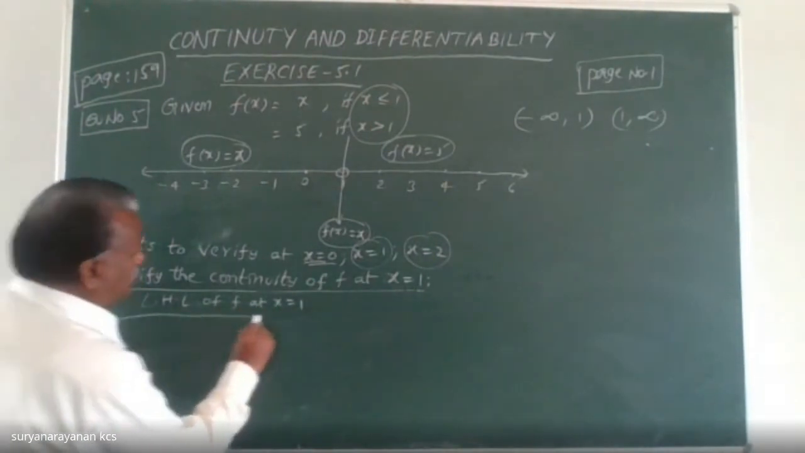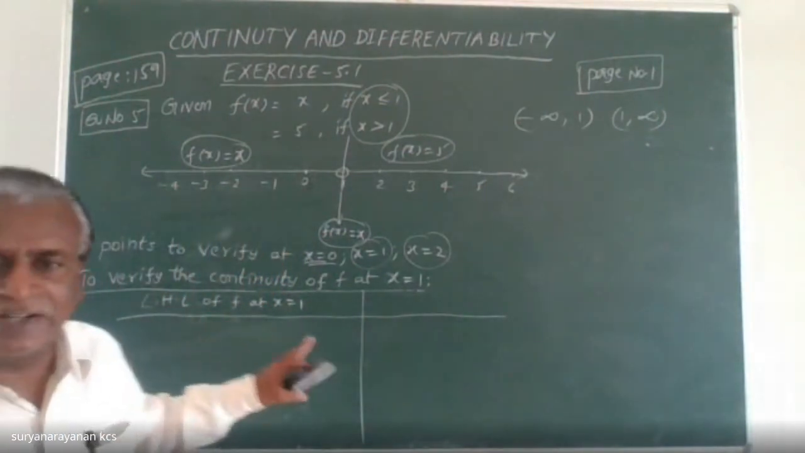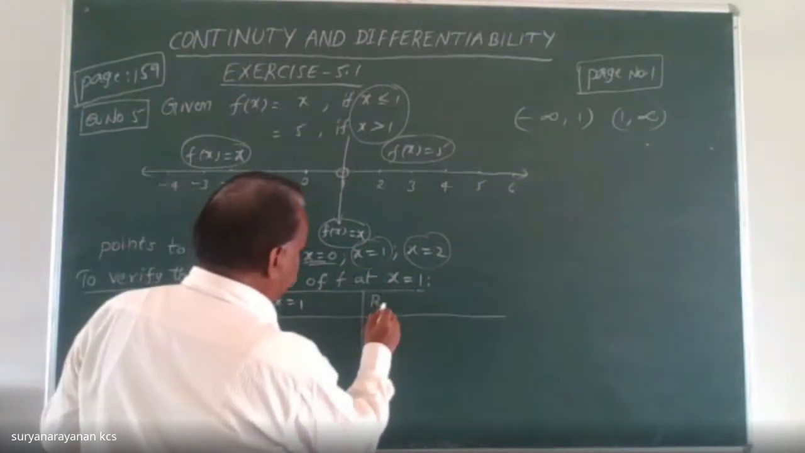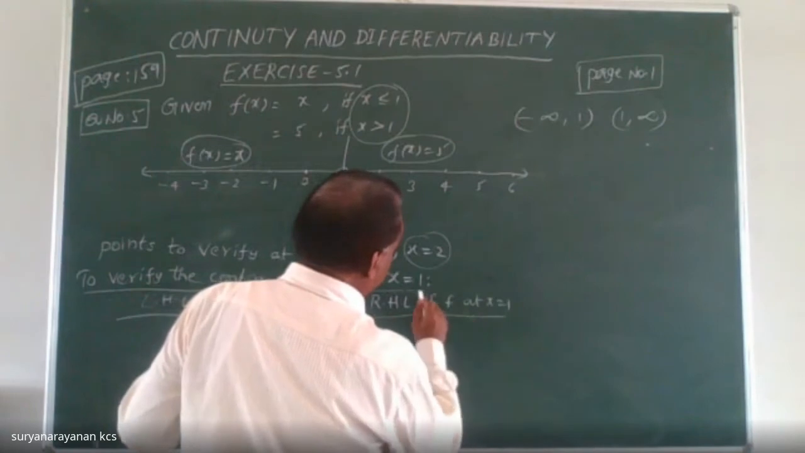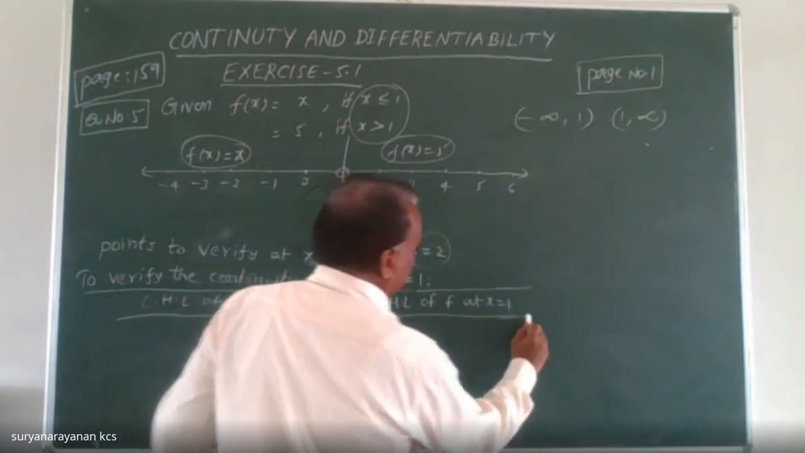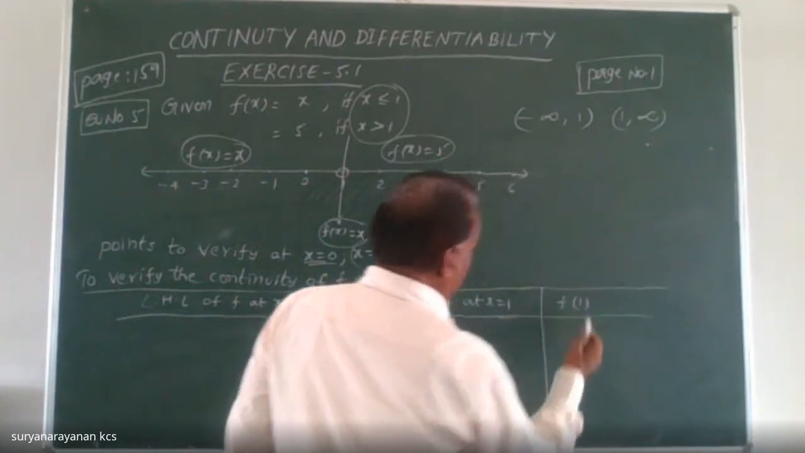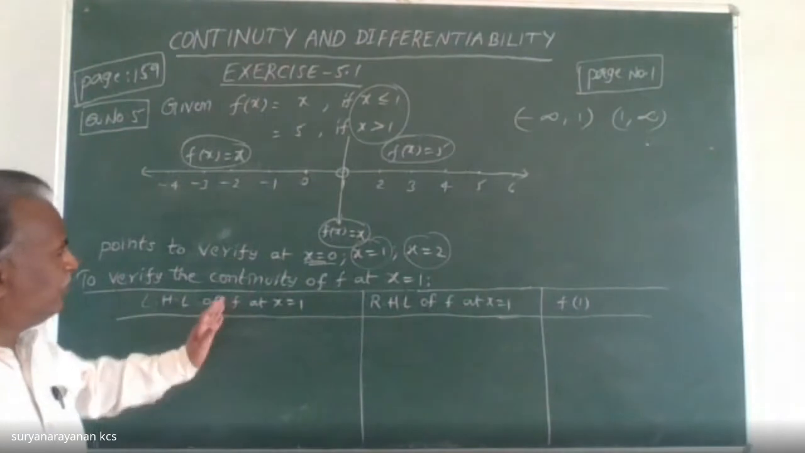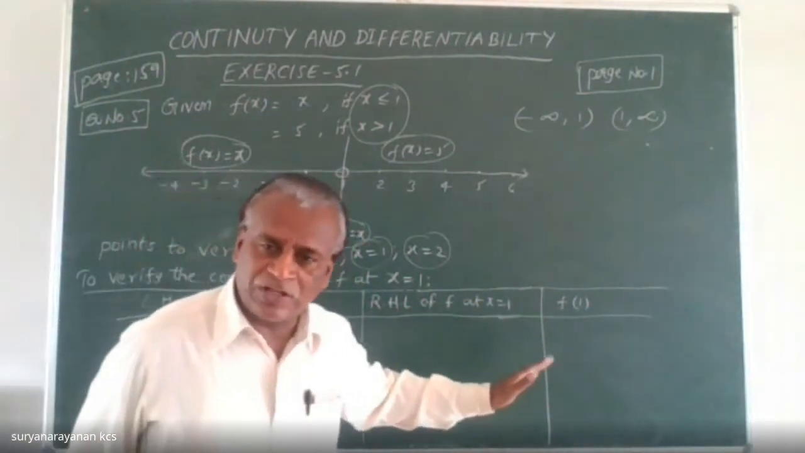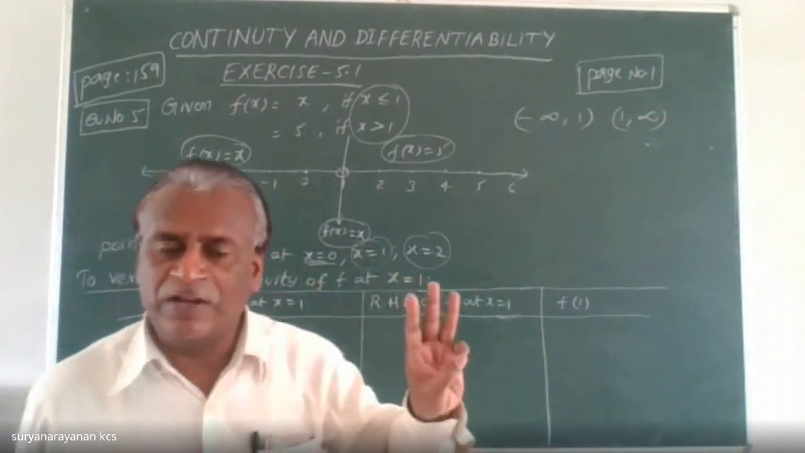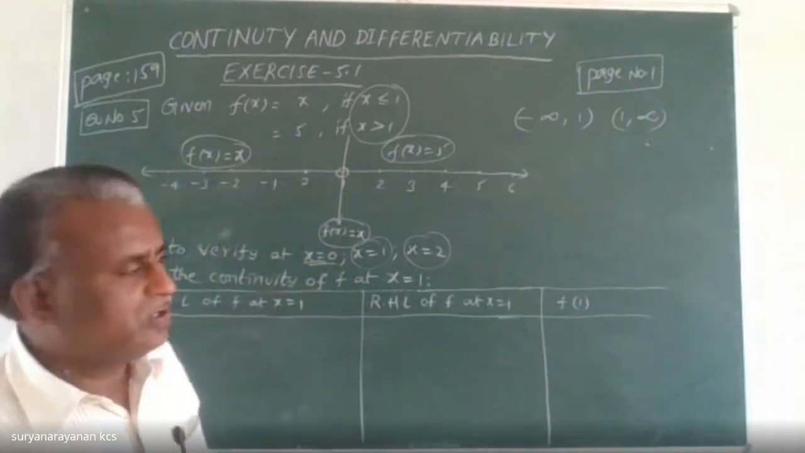Just I am writing in short form. LHL stands for left hand limit. Similarly, RHL of f at x is equal to 1. And we have to find f of 1. We have to find all these three values separately. If these three values are equal, then we say that f is continuous at x is equal to 1. Otherwise, it is not continuous.